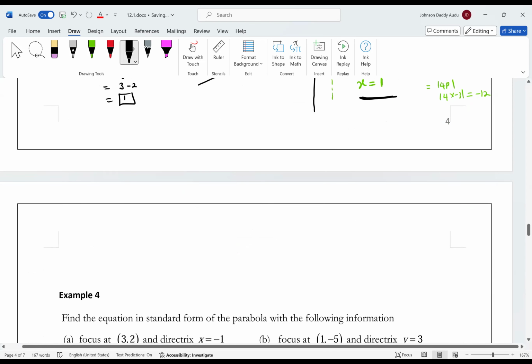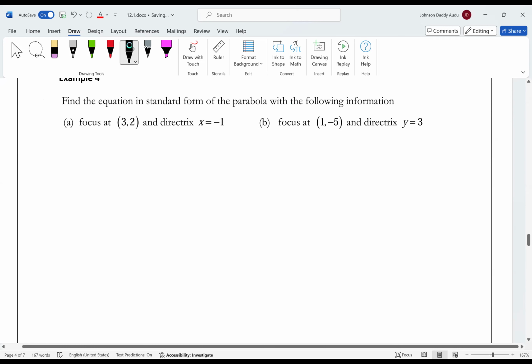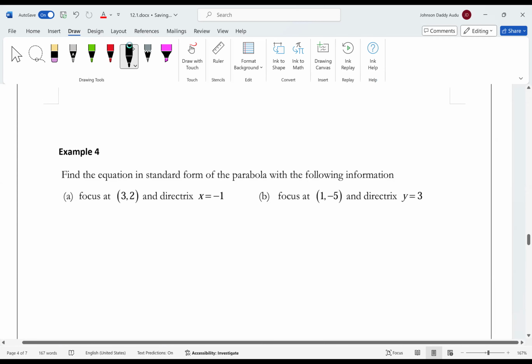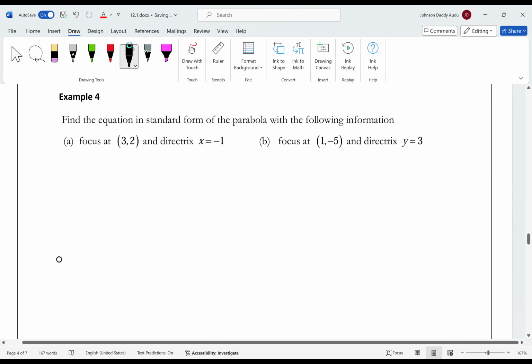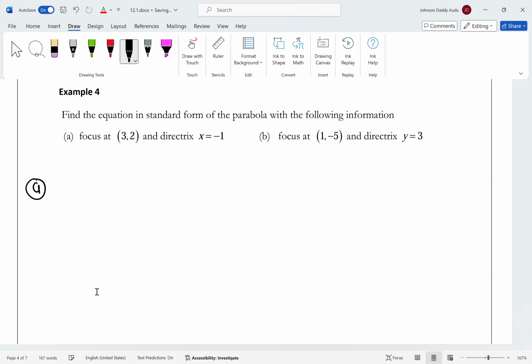All right. So let's still continue. We have another example here. Example 4 is asking us to find the equation in standard form that has the following information. So let's start with A. For A, you are given that the focus is 3, 2, and the directrix is minus 1.